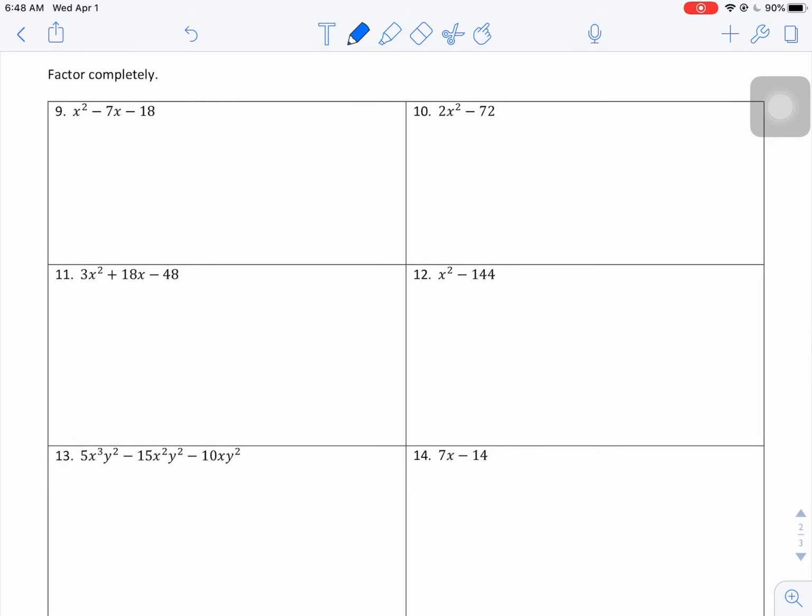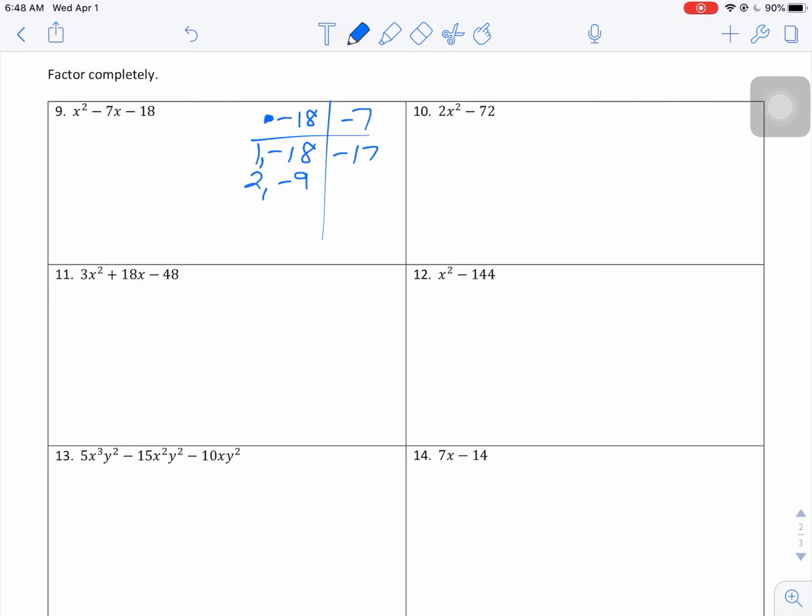So on number 9, no GCF other than 1. I have 3 terms, so it's a basic trinomial. I want to multiply to negative 18 and add to negative 7. So since I'm multiplying to a negative, one of my numbers has to be negative. Since I'm adding to a negative, the bigger number has to be negative. So 1 plus negative 18 is negative 17. That doesn't work.